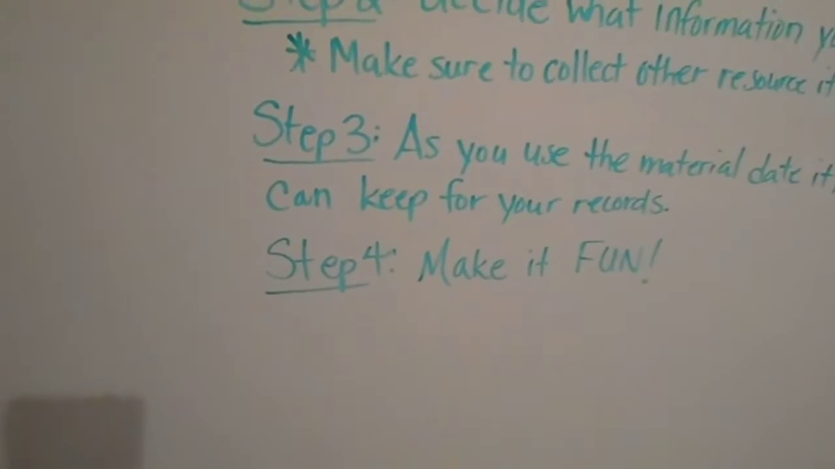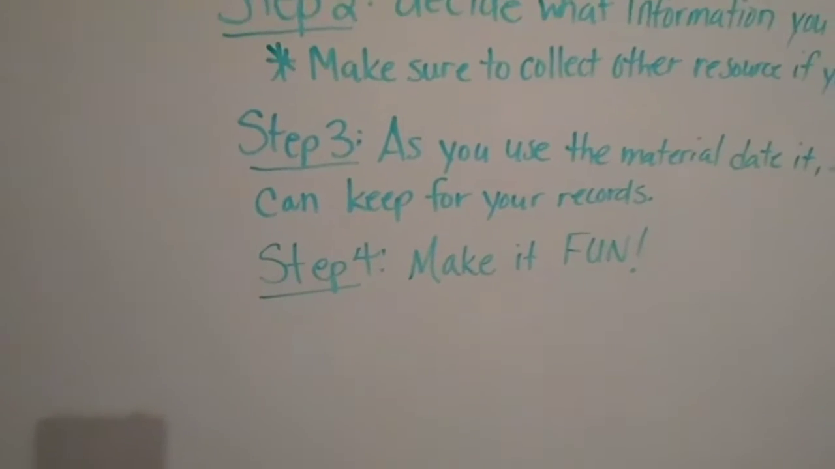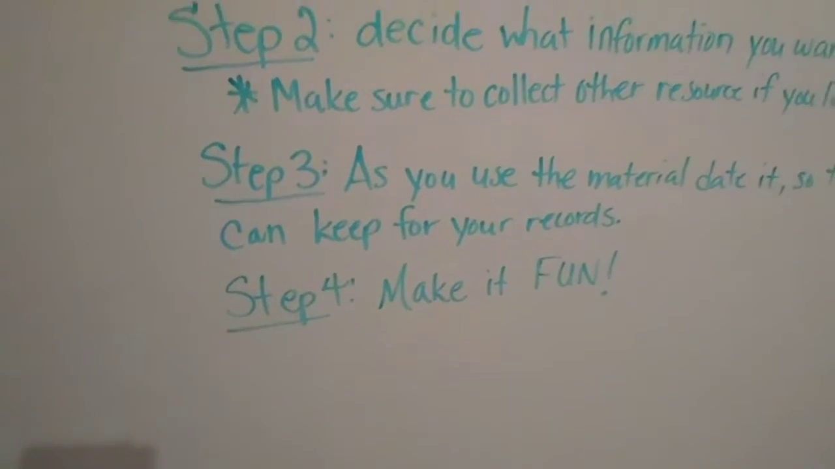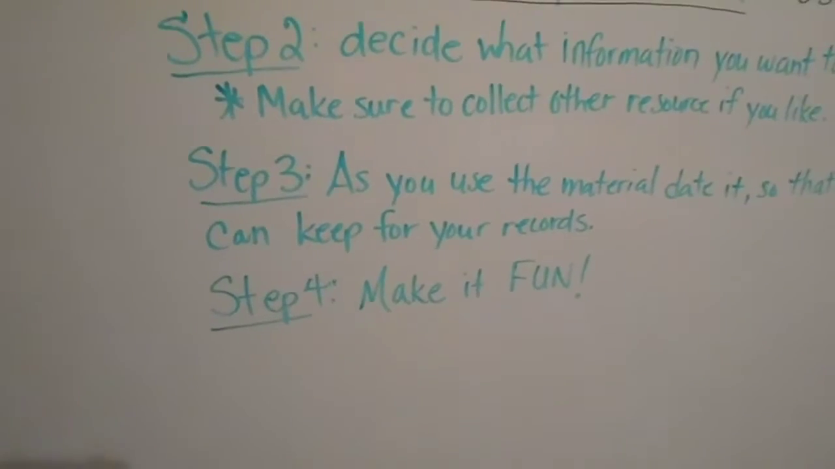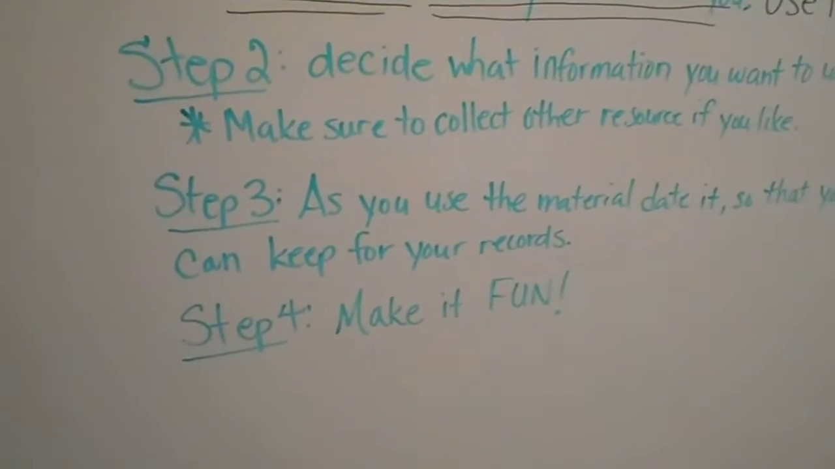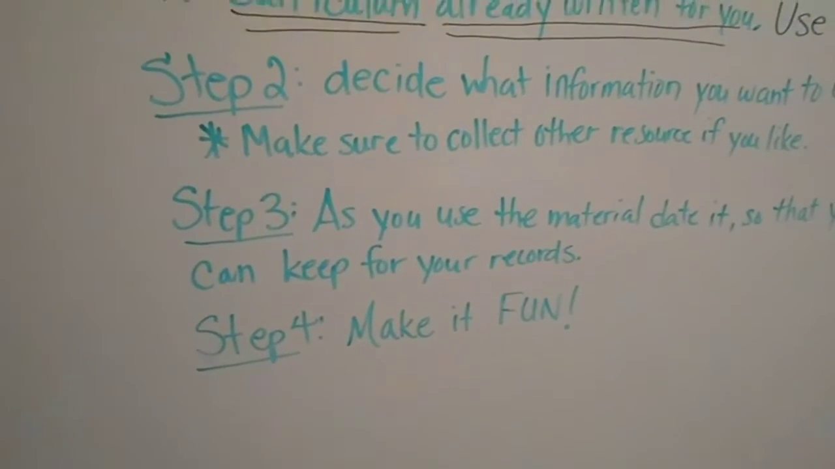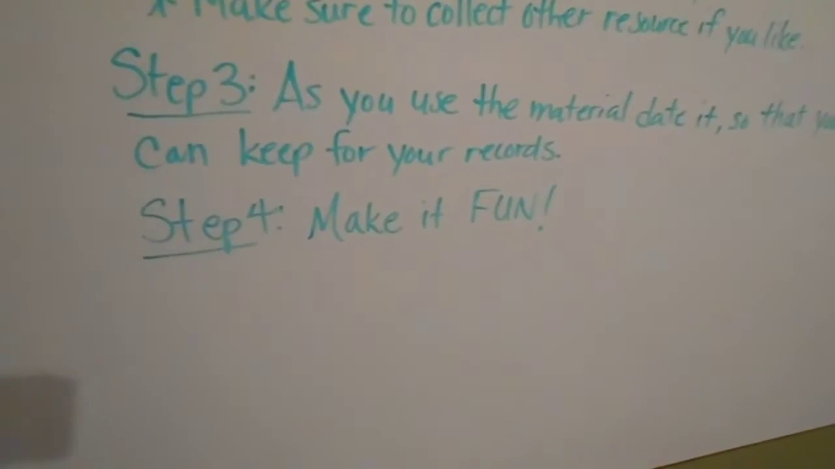And the fourth step is just basically make it fun. Don't make it drudgery or apprehensive, the way the children really don't want to learn. Make it fun. Make it fun for yourself. That's why I say pick and choose what you want to use, because if it's not interesting to you, then how are you going to make it interesting to your children when you're teaching them?